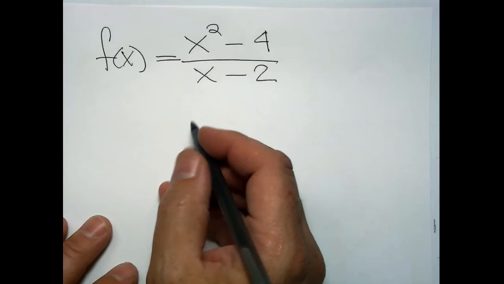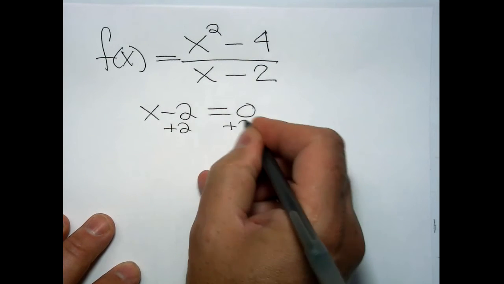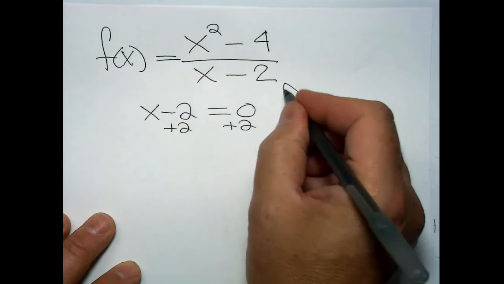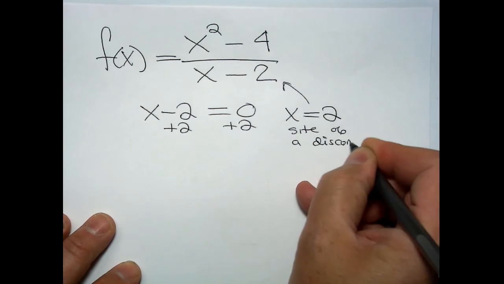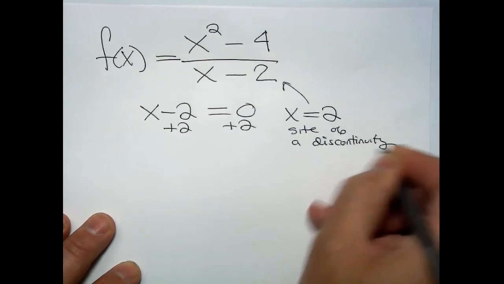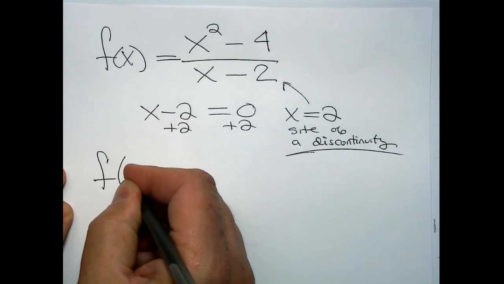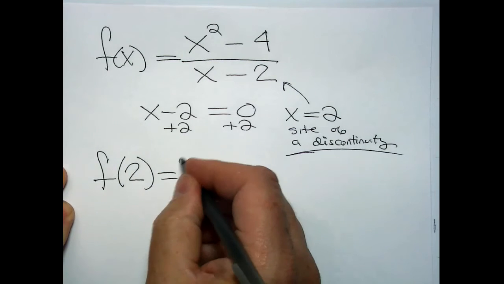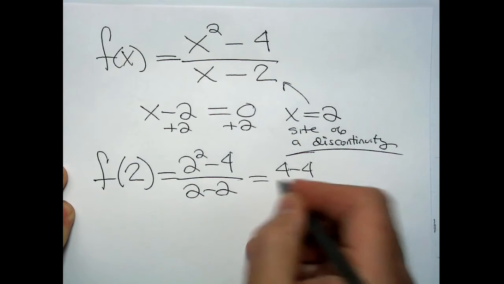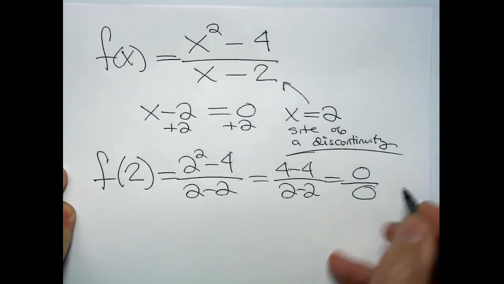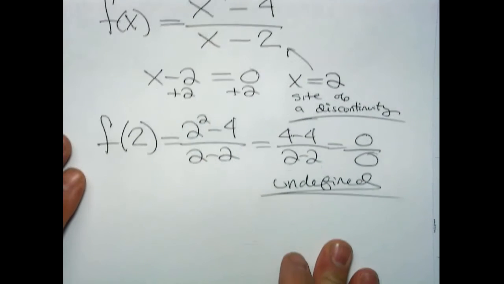So we quickly go here and say, well, when is it true that we would divide by 0? Well, when x minus 2 is equal to 0. X equals 2 is definitely the site of a discontinuity. But what kind of discontinuity? That's the real question. So first of all, what is the f of 2? The f of 2 is 2 squared minus 4 over 2 minus 2, which is 4 minus 4 over 2 minus 2, which is 0 over 0. So it's undefined. That immediately means it's a discontinuity.